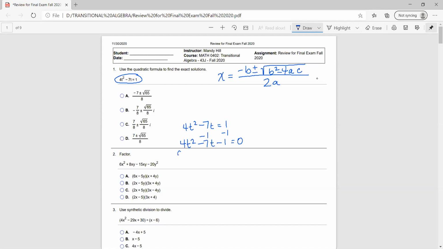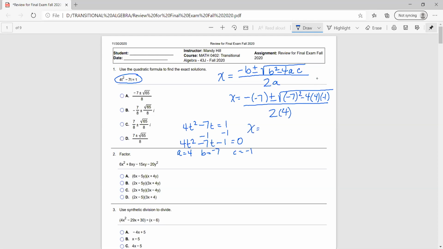Okay, this is going to leave me with my a equal to 4, b equal to negative 7, and c is equal to negative 1. And we're going to go up here and plug these values in. So we've got a negative b, so negative 7, so b is negative 7, plus or minus the square root of b squared, b is negative 7, we're squaring that, minus 4 times our a, which is also 4, times c, which is negative 1. And we're going to do that all over 2 times a, which is 4.